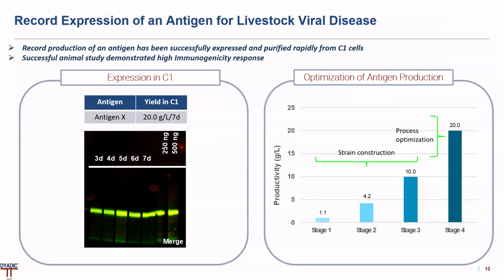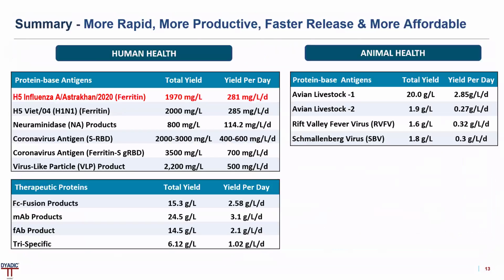So here again is just an example of the purity on the left. This is the antigen that I showed you earlier, where we started off at 1.1 grams per liter, moved it up to 4.2, and with process optimization, got it to 20 grams per liter. Now, this is obviously an extreme case of high yield, and you can imagine just how low cost and the quantities of vaccines you can make using this particular antigen.